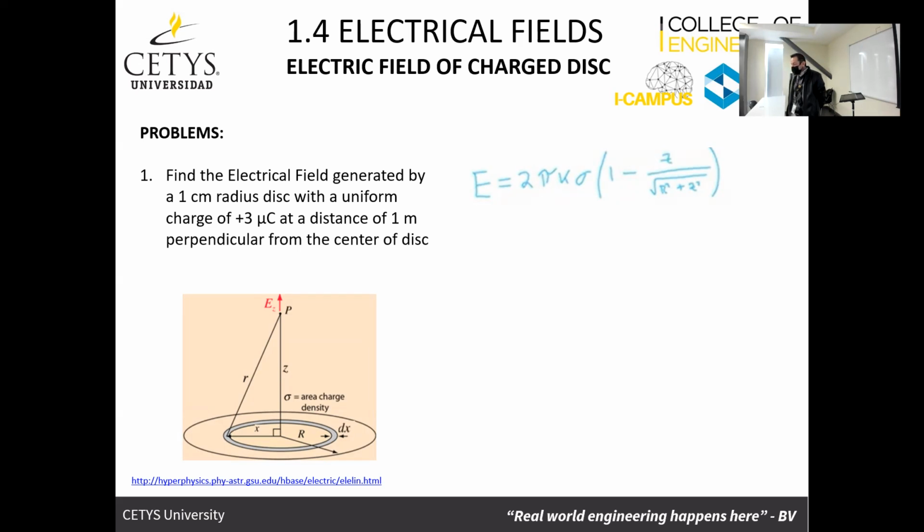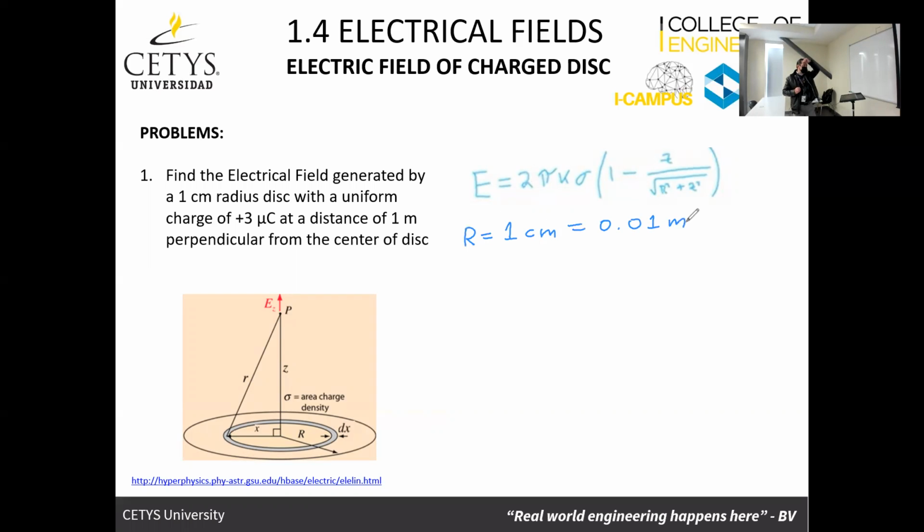Okay, so let's identify the elements we have. That's the first thing we need to do to address this problem. What information do we have there that's going to be useful? The radius. We have the radius, which is 1 centimeter, and we want to represent that as meters, so it's 0.01 meters, correct.